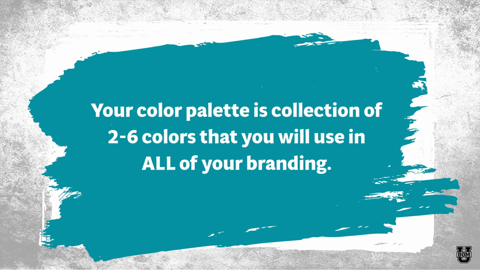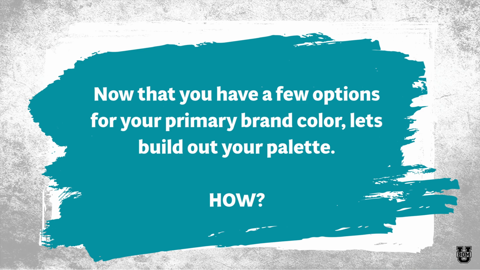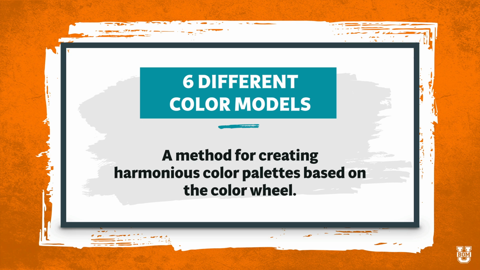So now let's look at building out your color palette. Your color palette is going to be a collection of anywhere from 2 to 6 colors that you will use in all of your branding. The more colors you use, the more challenging it becomes, so when you're starting out, I always suggest using fewer colors. But now that you have a few options for that primary brand color, let's use that one color and apply it to some of these color models on how to build out your palette. So how do we do that? These are 6 different color models, which are essentially just methods for creating harmonious color palettes based on the color wheel.